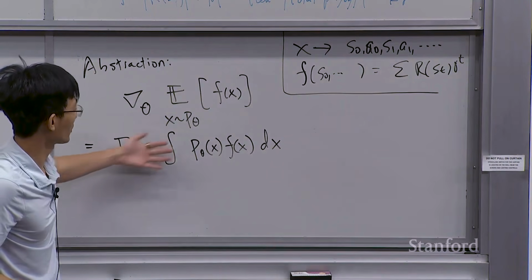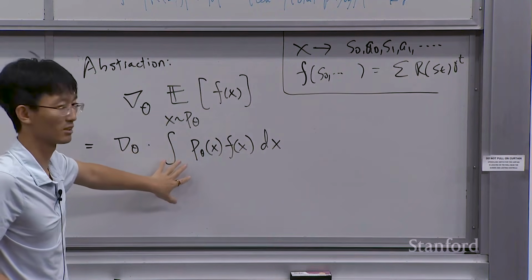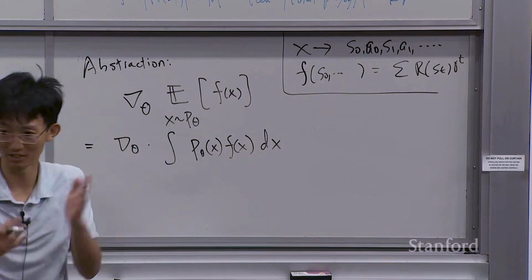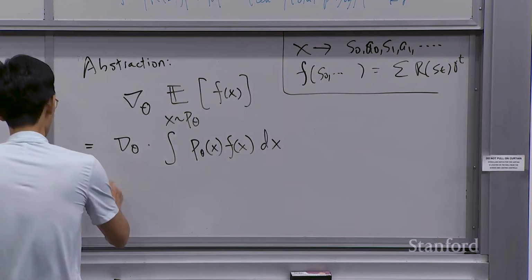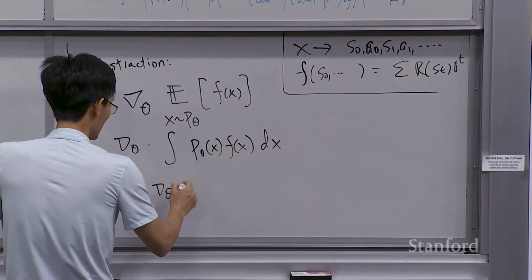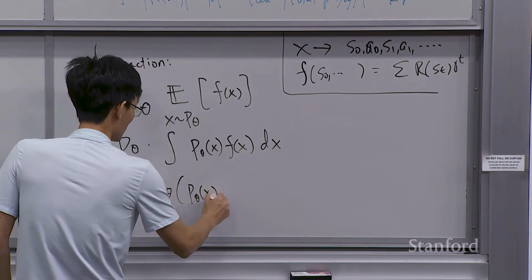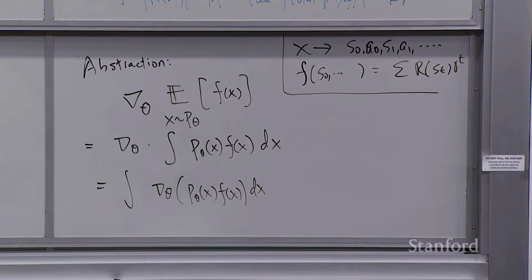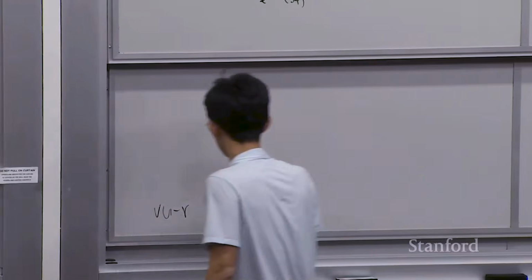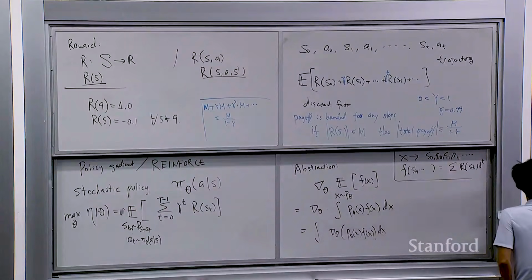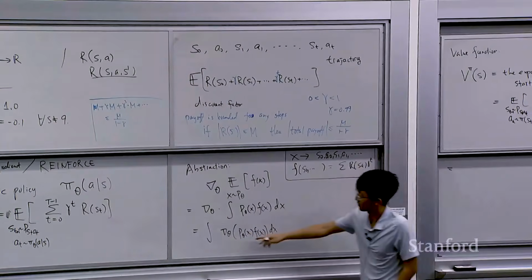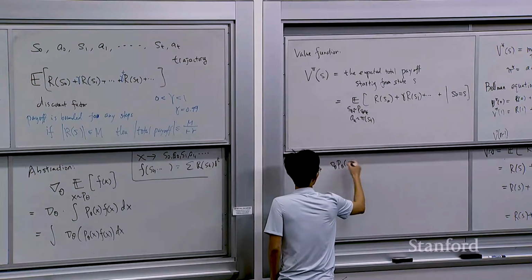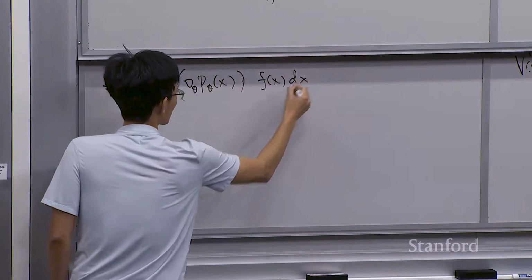Now when you write it this way, you can swap the gradient with the integration, because this integration doesn't depend on anything about theta. The integration is with respect to Lebesgue measure, the very usual integration. So then this is the integration of the gradient with respect to theta applied to p theta x times f x dx. And f x doesn't depend on theta, so this is really just the integration of nabla p theta x times f x dx.